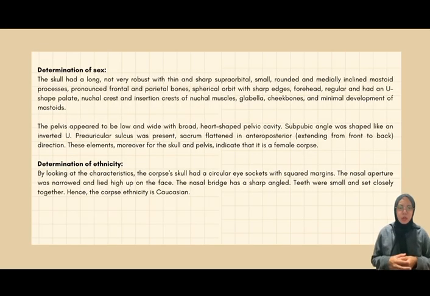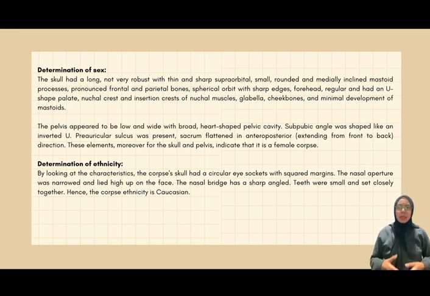For the determination of sex, the skull was long but not very robust, with thin and sharp supraorbital margins, small and rounded inclined mastoids, pronounced frontal and parietal bones, spherical orbits with sharp edges, a regular forehead, and a U-shaped palate. The nuchal crest and the insertion crest of the nuchal muscles, glabella, cheekbones, and minimal development of the mastoids were also noted.